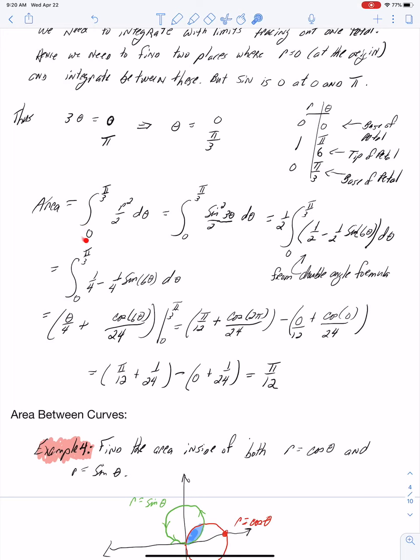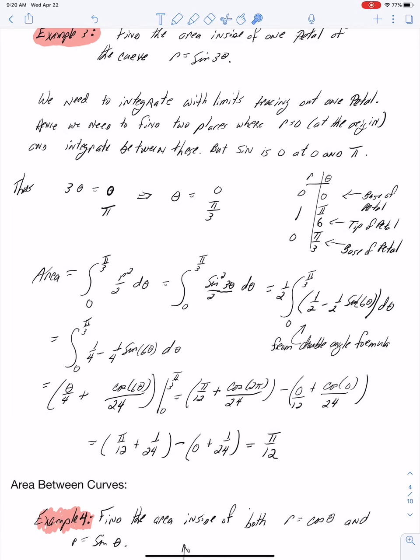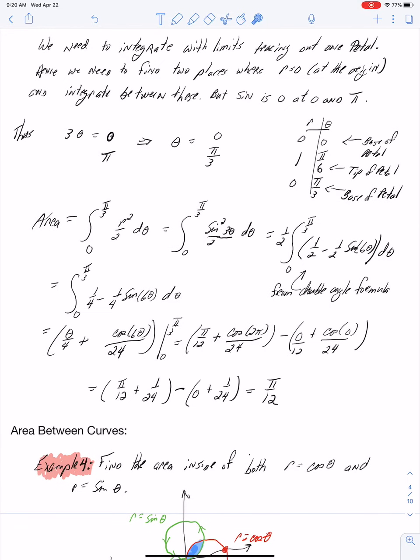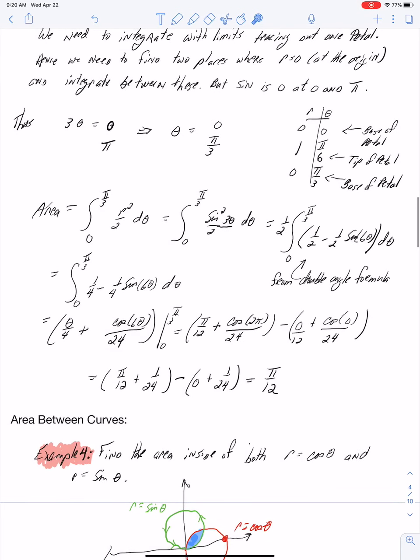It's going to be the integral from 0 to pi over 3 of, again, dA, which is r squared over 2 d theta. But what's r in this case? Sine 3 theta, so sine squared 3 theta over 2 d theta. And again, beginning at 0 and ending at pi over 3 sweeps out our petal one time. Okay, again, we have another sine squared 3 theta.